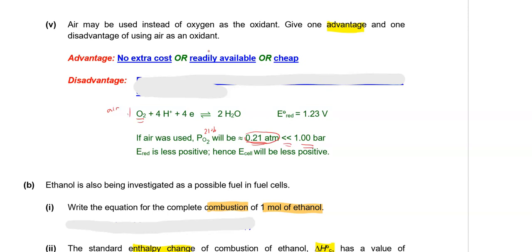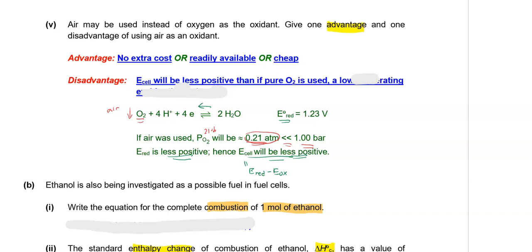As a result, the partial pressure of oxygen gas will decrease, and based on Le Chatelier's principle, the equilibrium position will shift to the left, and as a result, your E reduction becomes less positive. Therefore, because E cell is equal to E reduction minus E oxidation, it becomes less positive. What's the implication of it on the cell? It means that it will have a lower operating EMF, so the output by the fuel cell will be less.